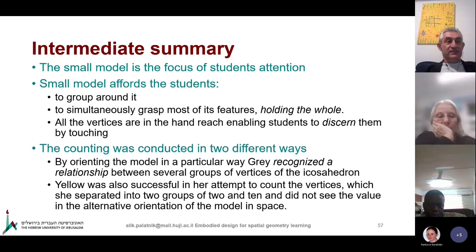The counting was conducted in two different ways. By orienting the model in a particular way, Gray recognized a relationship between several groups of vertices of the icosahedron. Yellow was also successful in her attempt to count the vertices, which she separated into two groups of 2 and 10, like 2 which were close to her, and then she was able to count the others.